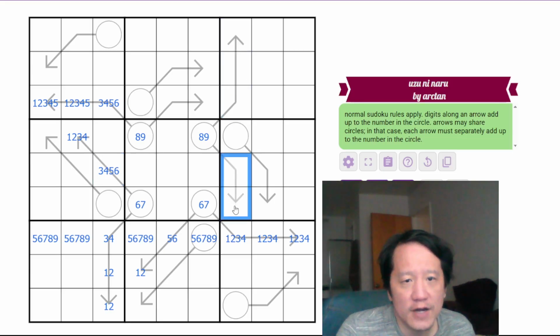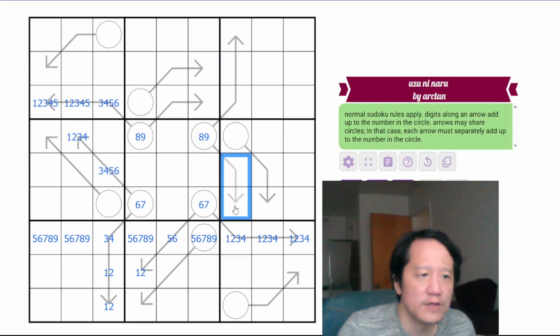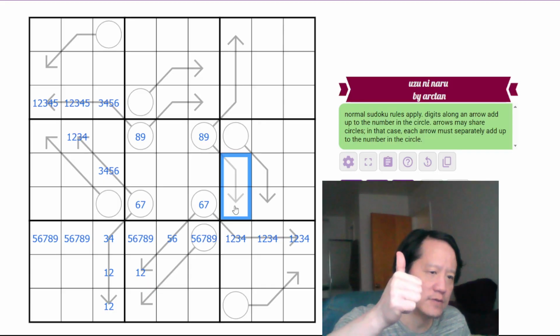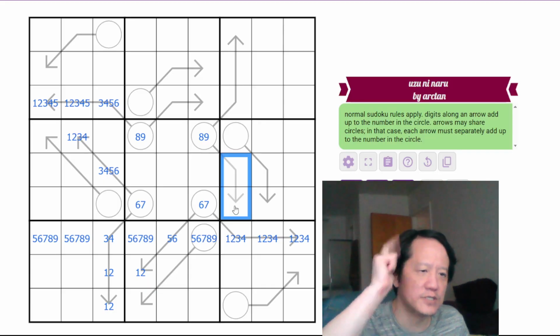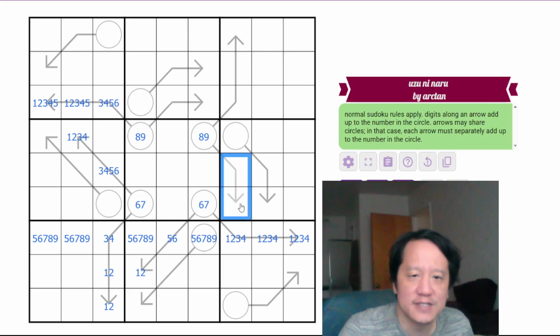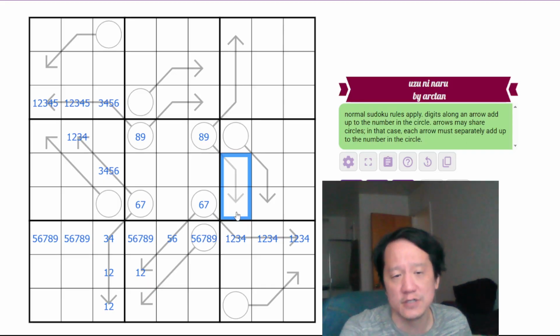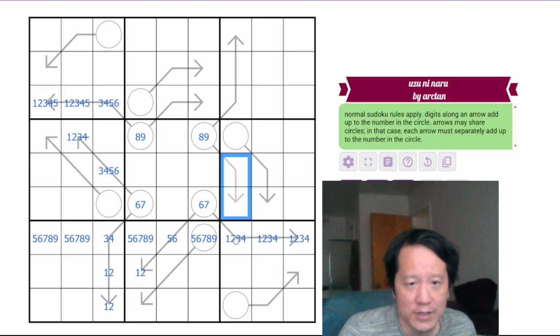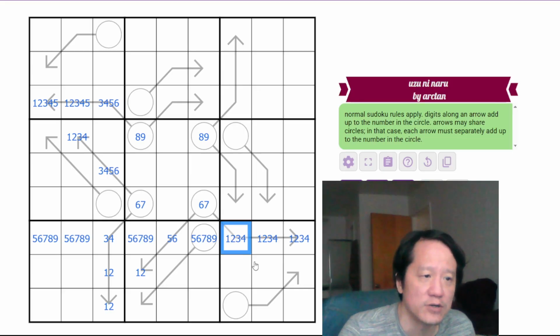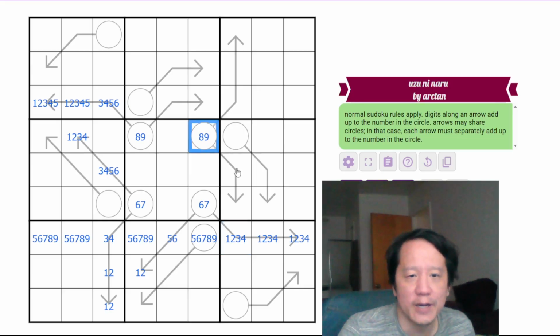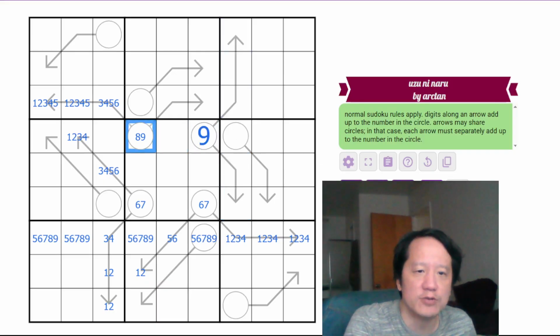These 5 digits either add up to 18 or they add up to 16. If it's 16, it would have to be 1, 2, 3, 4, 6, because those are the only 5 unique digits which can add up to 16. But that would eliminate all possibilities for this cell here, if that were the case. So this cannot be adding up to 16. It must add up to 18. So this is 9, which makes that 8.